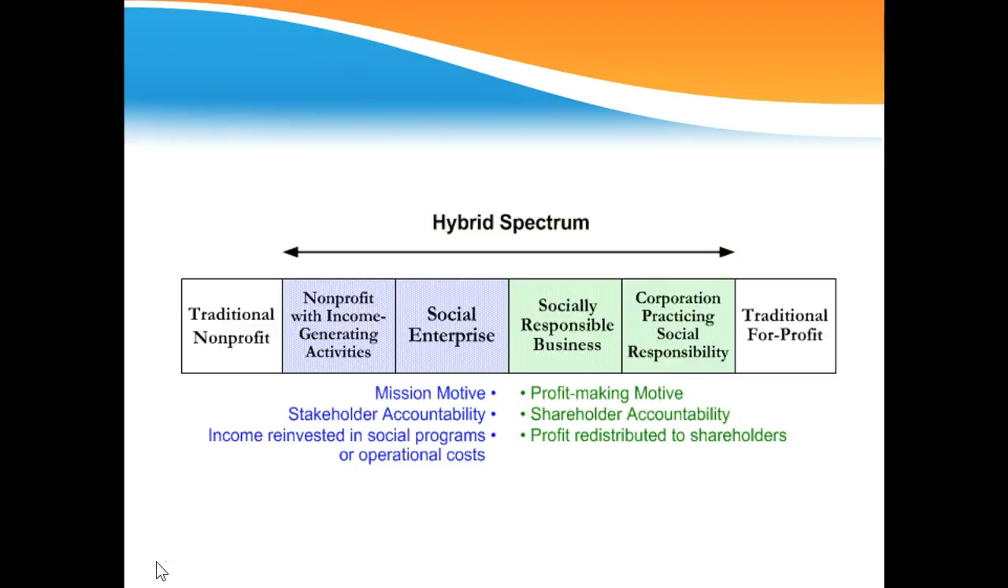The hybrid spectrum includes 4 types of hybrid enterprises, displayed in the purple and green sections of the diagram. On the right-hand side of the spectrum are for-profit entities that create some social value, but whose main motives are profit-making and distribution of profit to shareholders. The further along the spectrum, the more focused on creating value for shareholders.